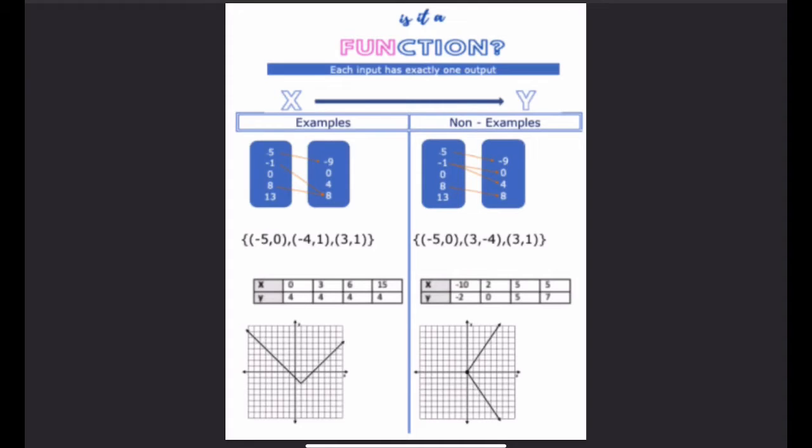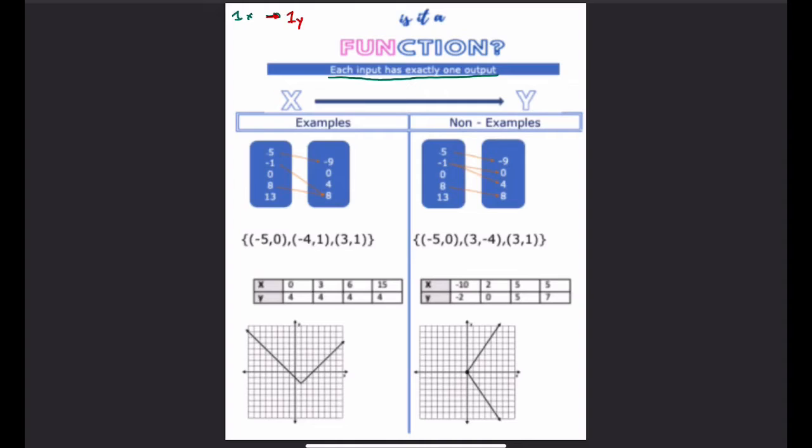So if we remember anything from last year's lesson about functions, the main definition is right here. For each input, there is exactly one output. For every one x, there's exactly one y. And we remember functions by four different types: mapping, ordered pairs, a table, and graph. And each one has a specific set of rules.